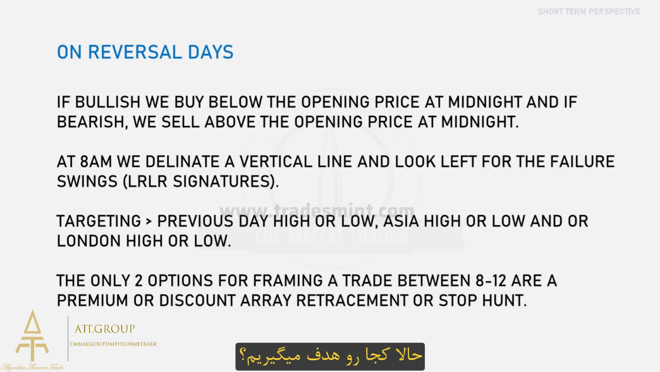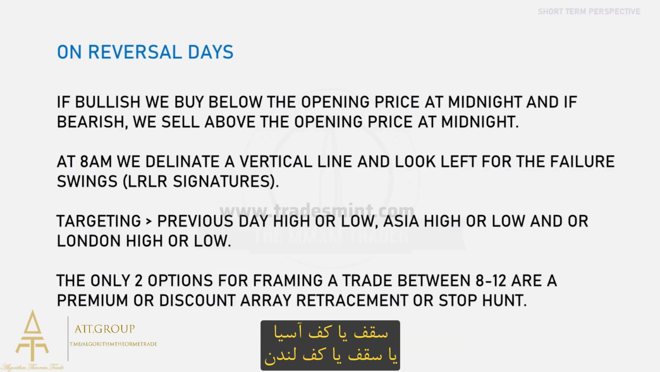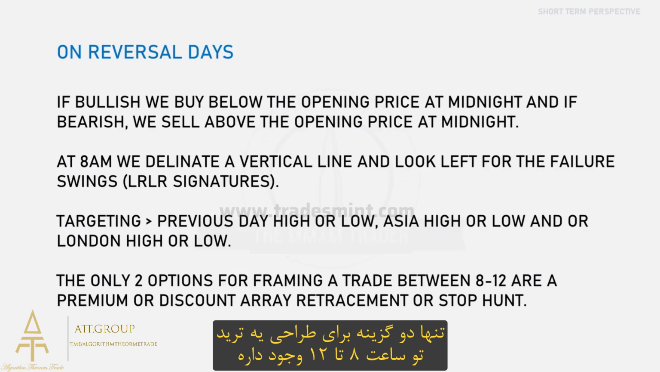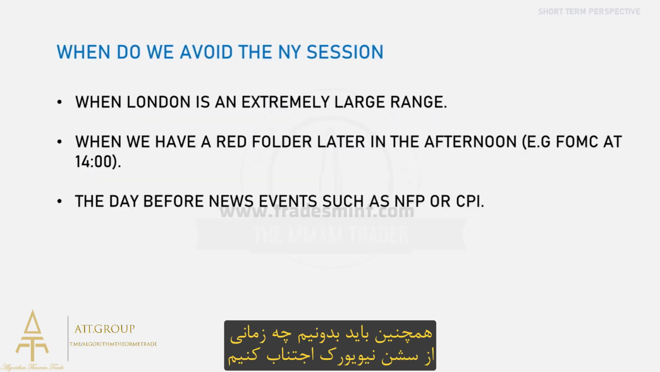Now what are we targeting? We're going to be targeting previous daily high or low, right? The easiest draw on liquidity, Asia high or low, or London high or low. The only two options for framing a trade between 8 and 12 are premium and or discount array retracements or a stop hunt.